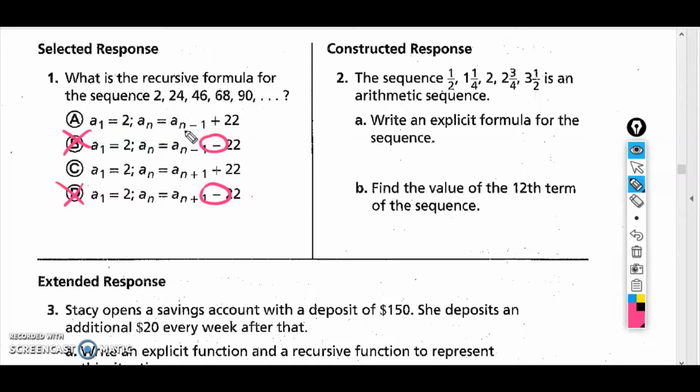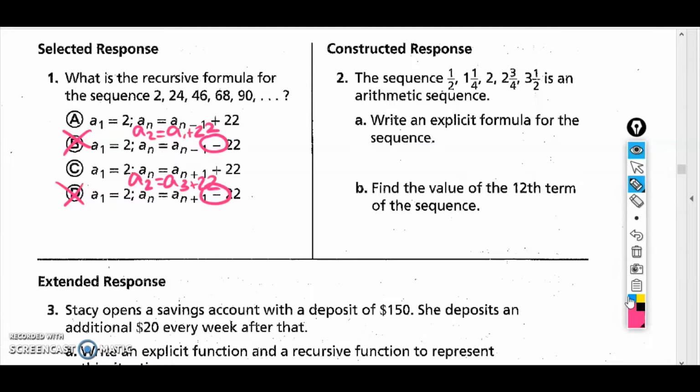Since it's talking about using the one before it to figure out the next term, you would have to subtract one from what you're at, because a sub 1 means the first term. So if this was a sub 2, that would mean n minus 1. Use the first term, add 22. If I was using this one and trying to find the second term, n is 2, and n plus 1 would be 3. Well, I can't use the third term to figure out the second term because I need the term before it. So that would get rid of C.